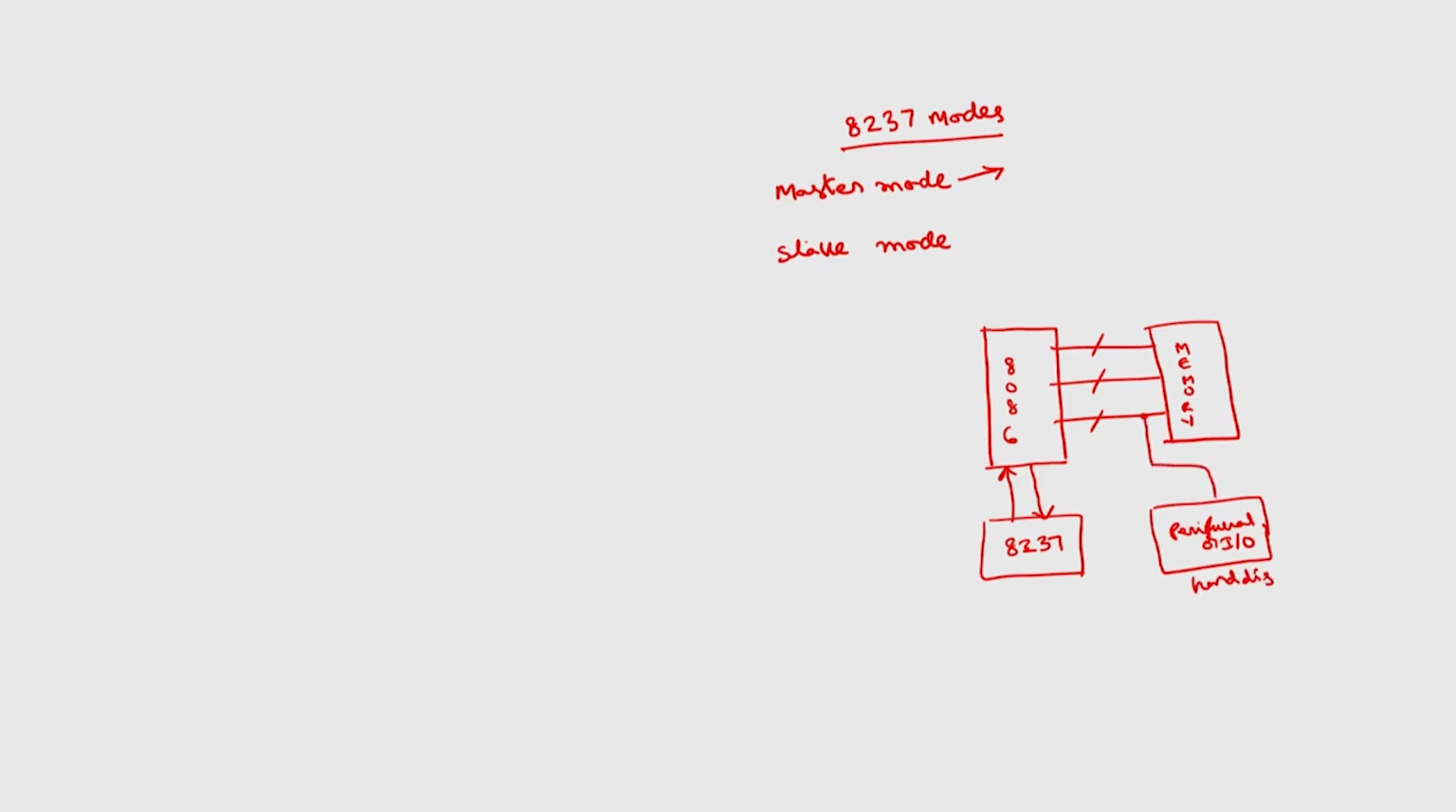This will be connected to the address and control bus of this one, and this will be DMA request, this will be DMA acknowledge. This is DMA request, DMA acknowledge, and this is hold request, and this is hold acknowledge. This is the connection diagram in case of slave mode. In case of master mode, we will be having switches here. This is about the different modes of 8237.